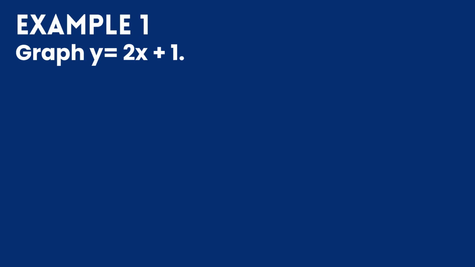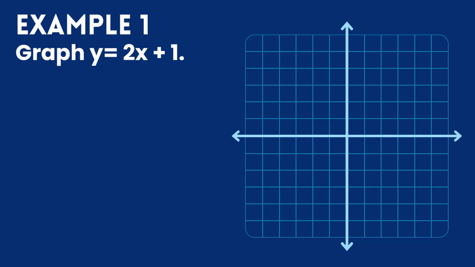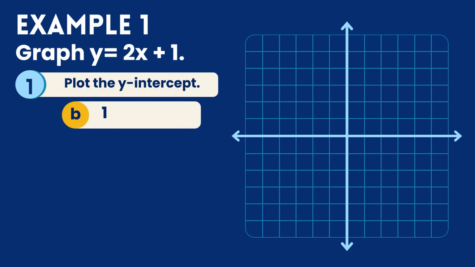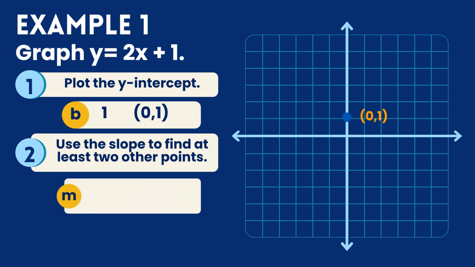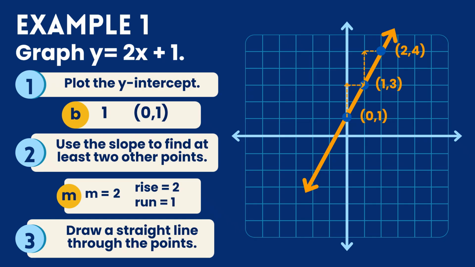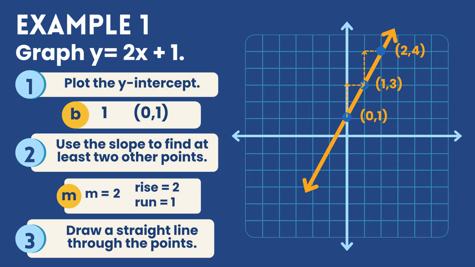Example 1. Graphing the line y is equal to 2x plus 1. In this example, we will graph the linear equation y is equal to 2x plus 1 using slope-intercept form. First, we plot the y-intercept, which is b is equal to 1, giving us the point (0, 1) on the y-axis. Next, we use the slope, which is 2, meaning rise 2 and run 1, to find at least 2 more points by moving 2 units up and 1 unit to the right. After plotting these points, we simply draw a straight line through them to complete the graph of the equation. So, this is the graph of y is equal to 2x plus 1.